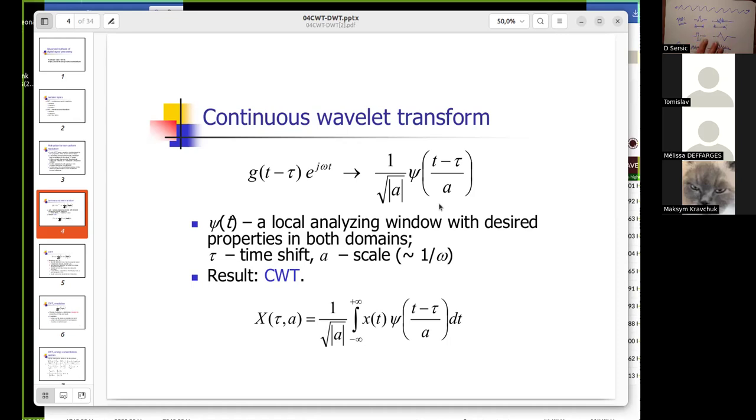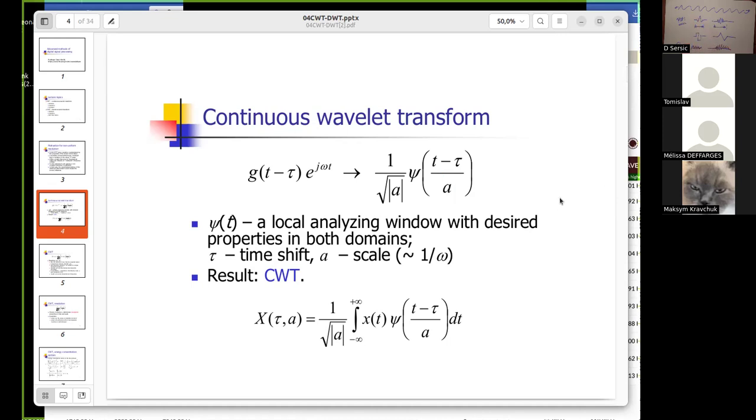Instead of shifting it in frequency, we are going to expand it, stretch it, or compress it. That is what we are going to do. So if you want to move some function to the left or to the right, you add that tau. Tau means shift to the left or to the right. But if you want to expand or compress some function, then we introduce the scale. Scale is something that we put in the denominator.